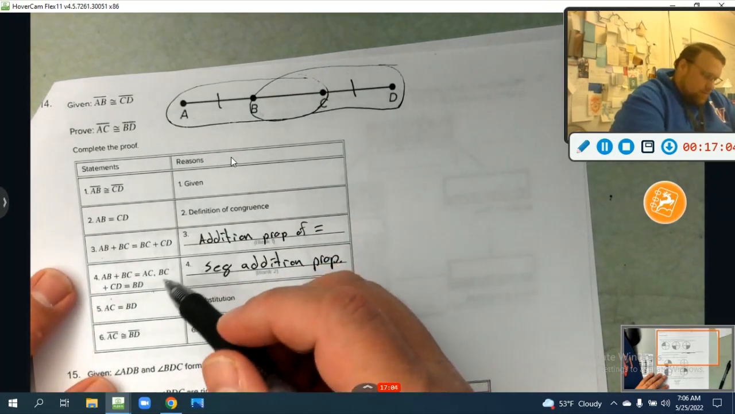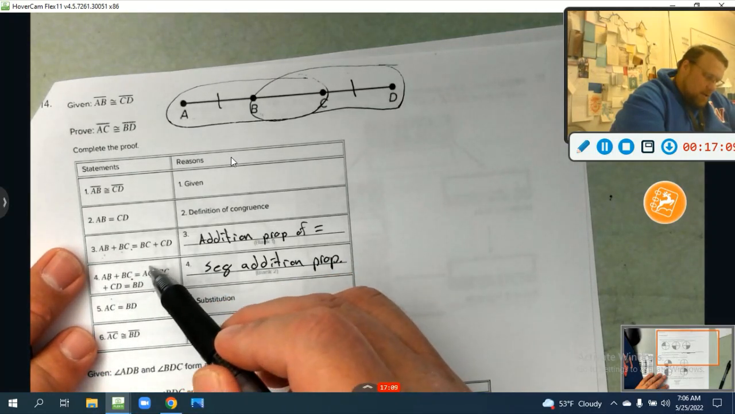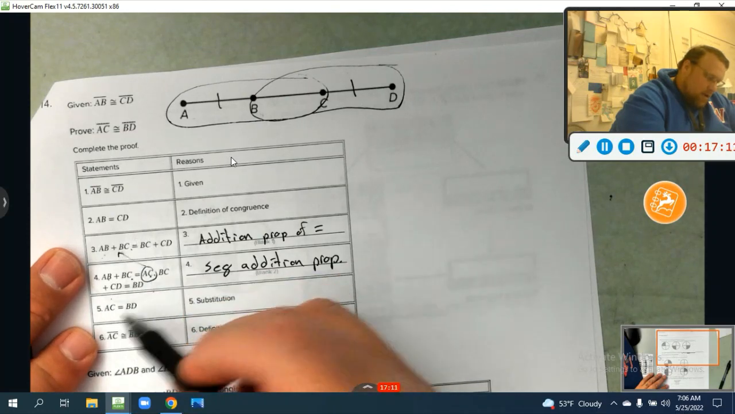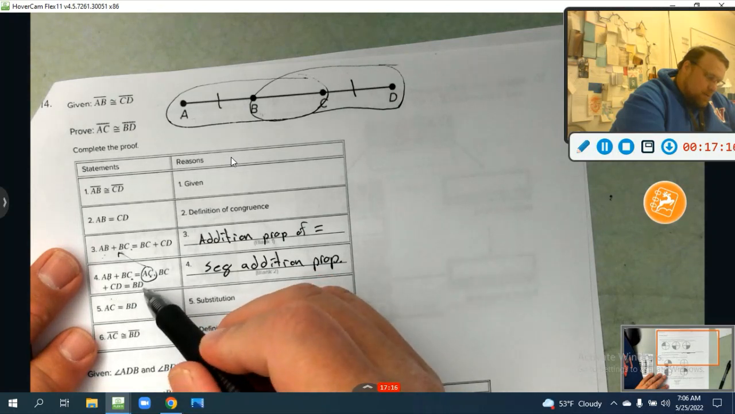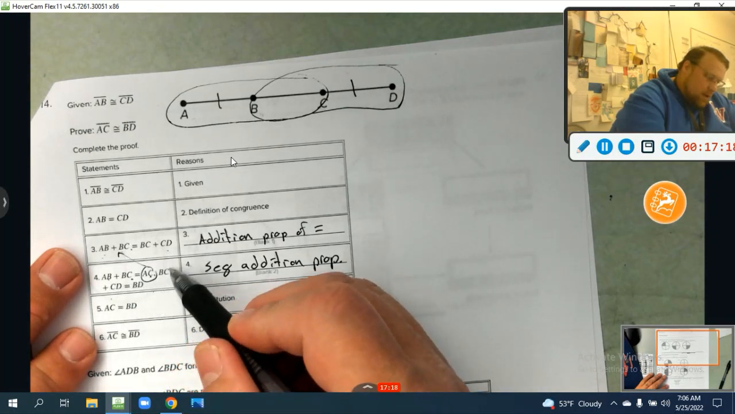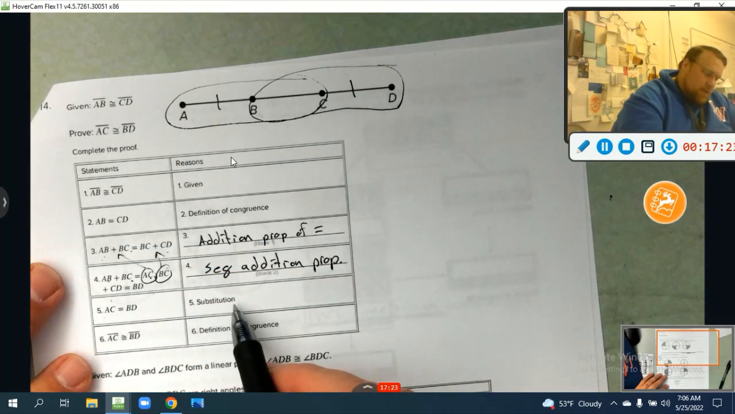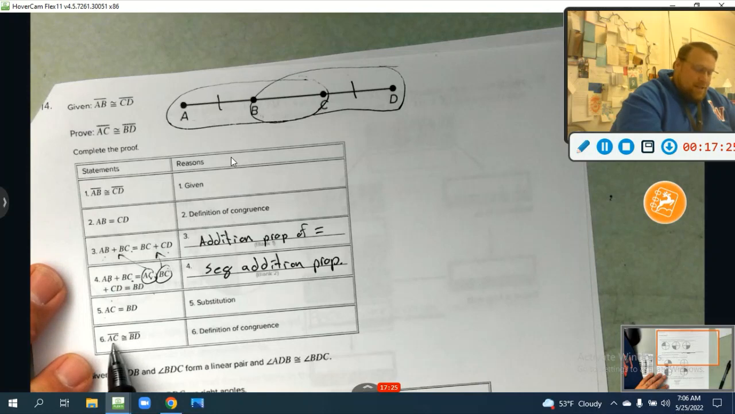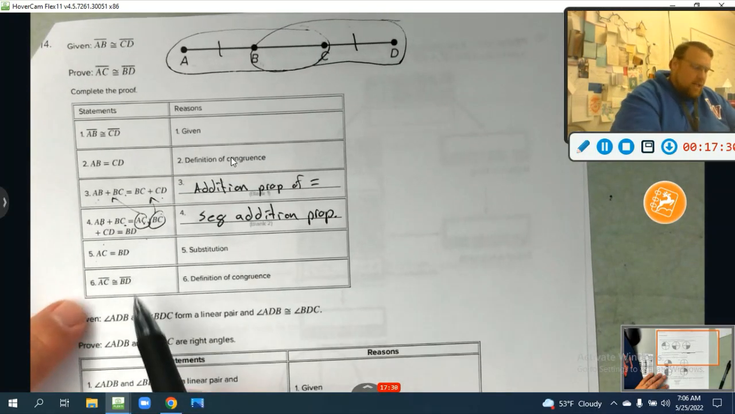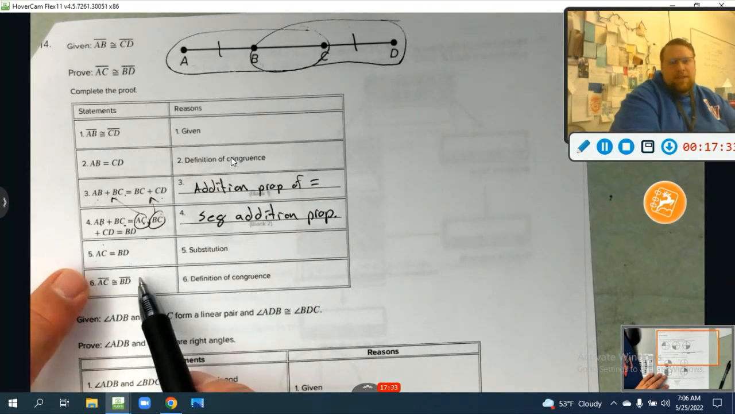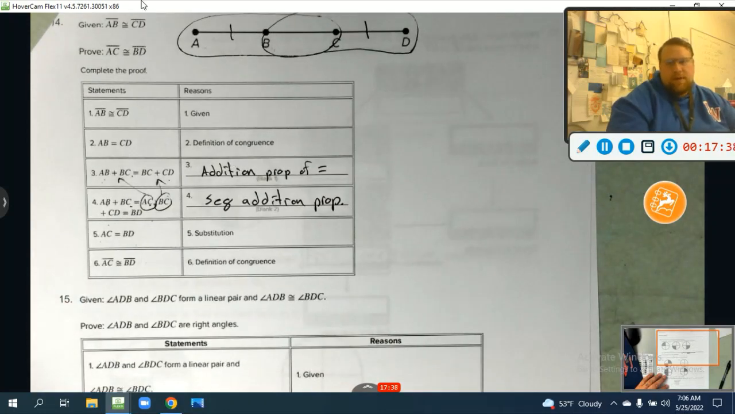And now, since right here I have AB plus BC equals AC, I'm going to sub in AC right there. And I have BC plus CD equals BD, so I'm going to sub in BC right here, and I get AC equals BD from substitution. And then I can say segment AC is congruent to segment BD by definition of congruence. Remember, anytime we say they're equal, we're going to say they're congruent. Pretty much anytime we say they're congruent, we're going to follow it by they're equal, and it's always the definition of congruence. Awesome.